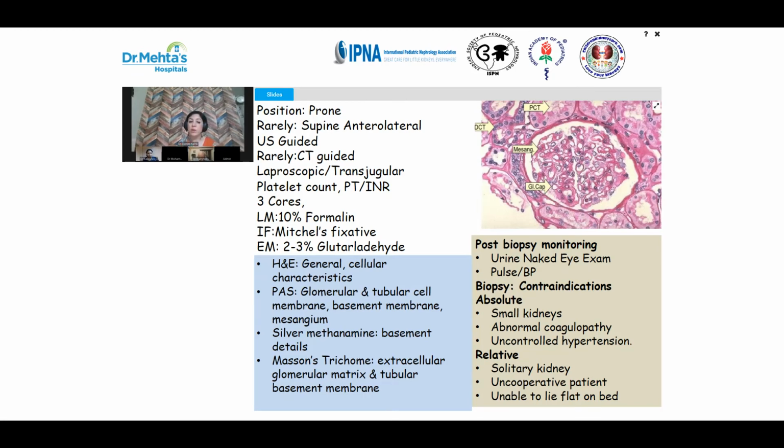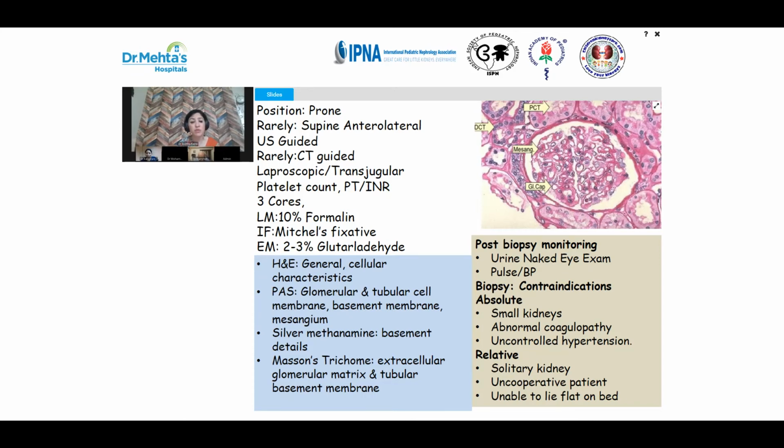So we know the common stains that are used on kidney biopsy are hematoxylin and eosin, which give a general characteristic of the cells and the tubules, but we require PAS staining to differentiate the glomerular and tubular cell membrane, the basement membrane, and the mesangium. Silver methenamine stains are usually used for further detail, as well as Masson's trichrome.